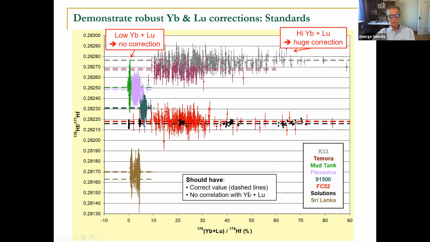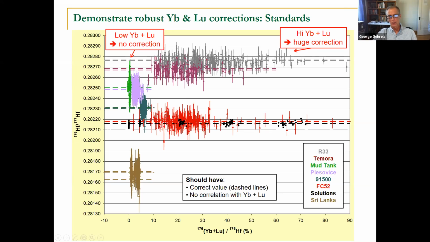And then here's what you want to do, exactly the same that we did for the solution. If your zircon does not have any ytterbium and lutetium, you're sitting here at 0. And so there are some zircons that are like that. Mud Tank is a classic zircon. Labs love to use Mud Tank as their standard because it doesn't have any lutetium and ytterbium. You almost always get the right answer for Mud Tank, but that's easy.